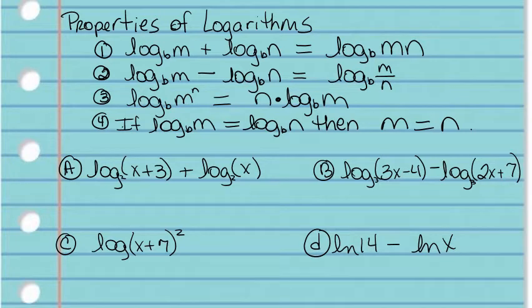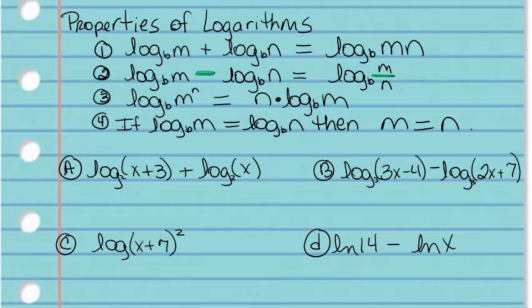We're going to look at the properties of logarithms. We have the 4 properties listed here. The first one is called the product rule, and it takes a sum and can rewrite it as a product. The second one takes a subtraction and rewrites it as a division.